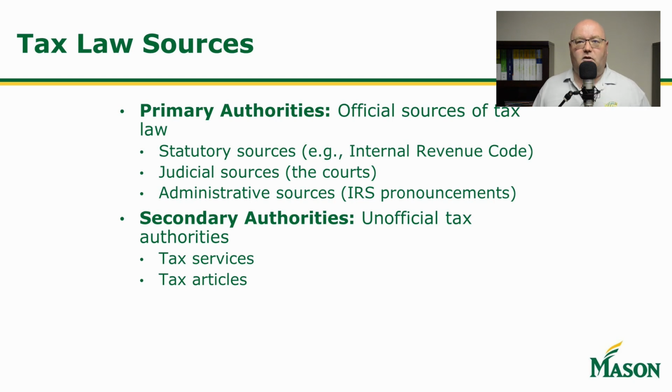So again, getting back to this, primary sources of authority: you're going to have statutory sources, which is basically your Internal Revenue Code. That's laws that are passed by Congress or by the state legislature. Then you also have judicial sources, which is the courts. And then you have administrative sources, which is IRS pronouncements.